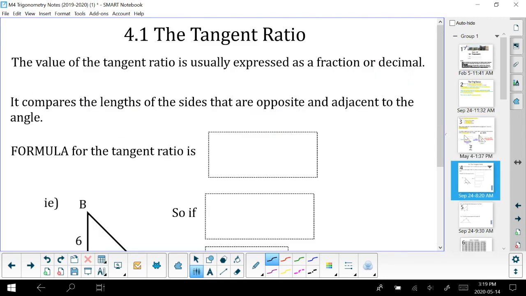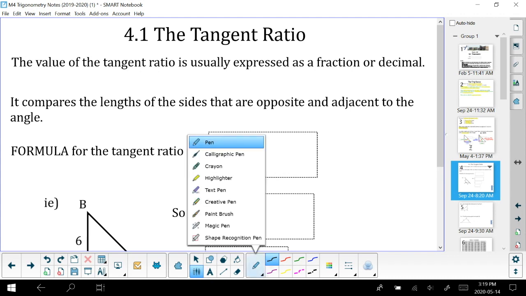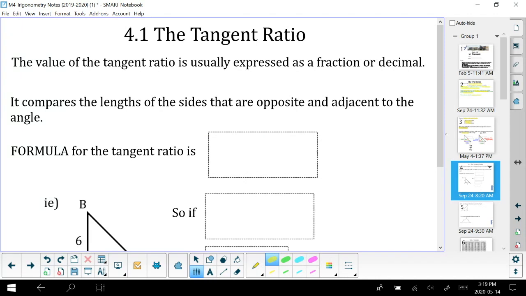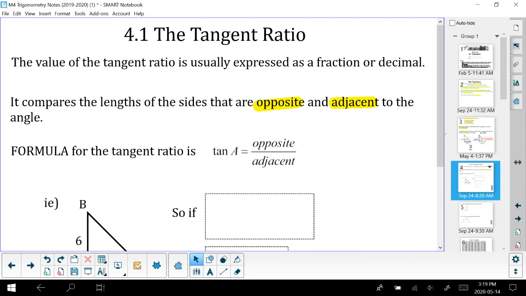The first ratio that we're going to talk about is the tangent ratio. We typically express values of different ratios as fractions or decimals, not just for the tangent ratio, but also for the cosine or the sine ratio. The tangent ratio compares the lengths of the sides that are opposite and adjacent to whatever reference angle we have. So the formula for the tangent ratio is the tangent of A, which is just an angle, is equal to the ratio of the opposite over the adjacent side.